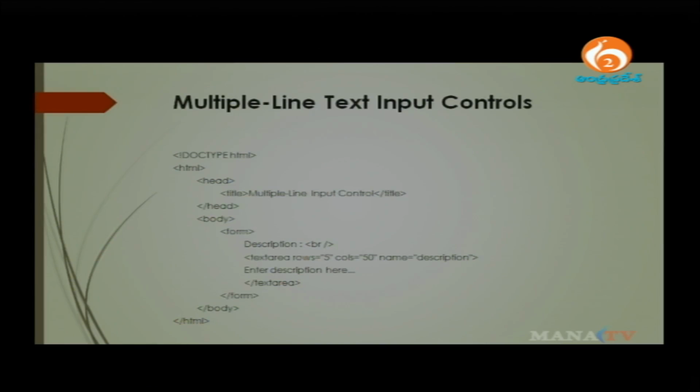So, for all these things we need to use the tag called textarea. It is the multi-line input control. That is what we will see here. There are two attributes, rows and columns: how many rows we need to show and how many columns we need to show. And this text area also has a name.